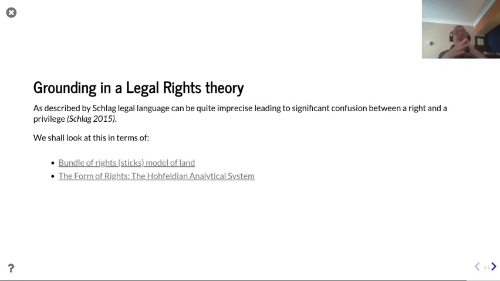What we'll do in the next set of videos is start to ground some of these concepts in legal theory, as some of the ambiguities have been seen as an issue. This is outlined by Schlag in 2015. We'll specifically look at these in terms of the bundle of rights, or bundle of sticks, model of land, and then the form of rights and the implications of what a right holds. That's the Hohfeldian analytical system.